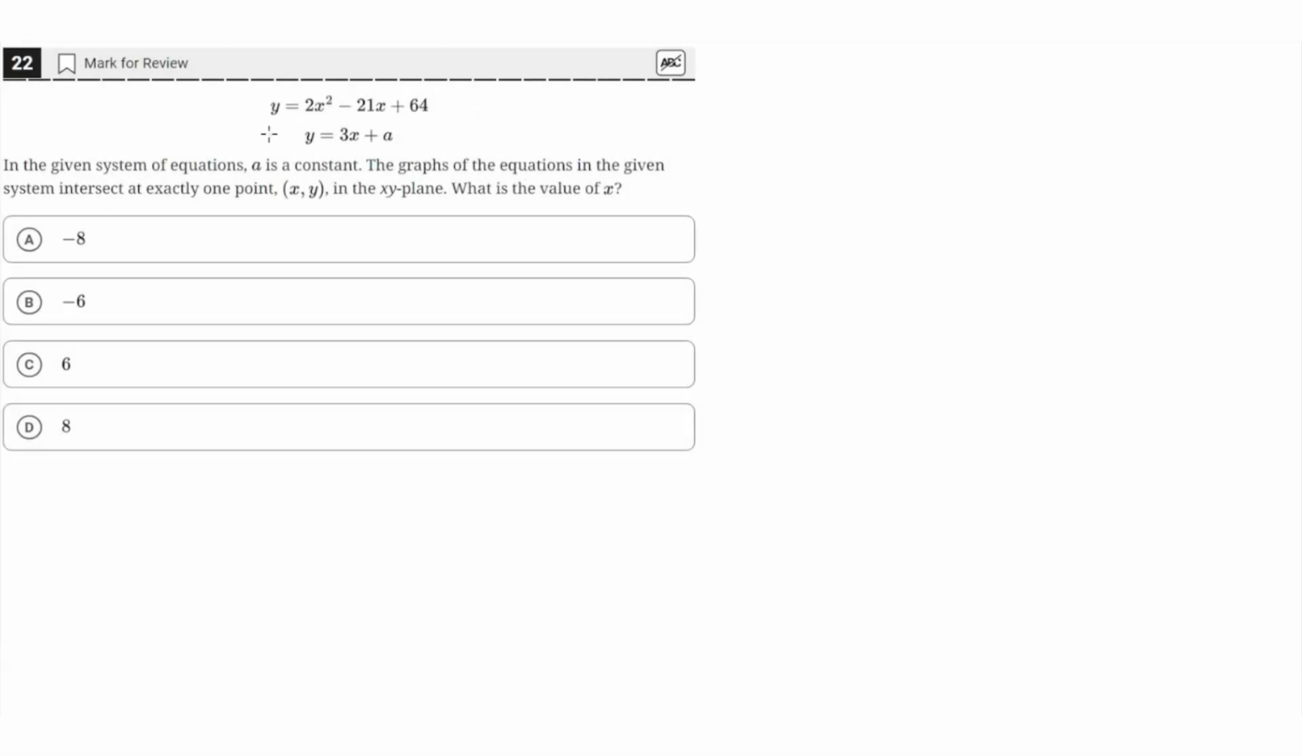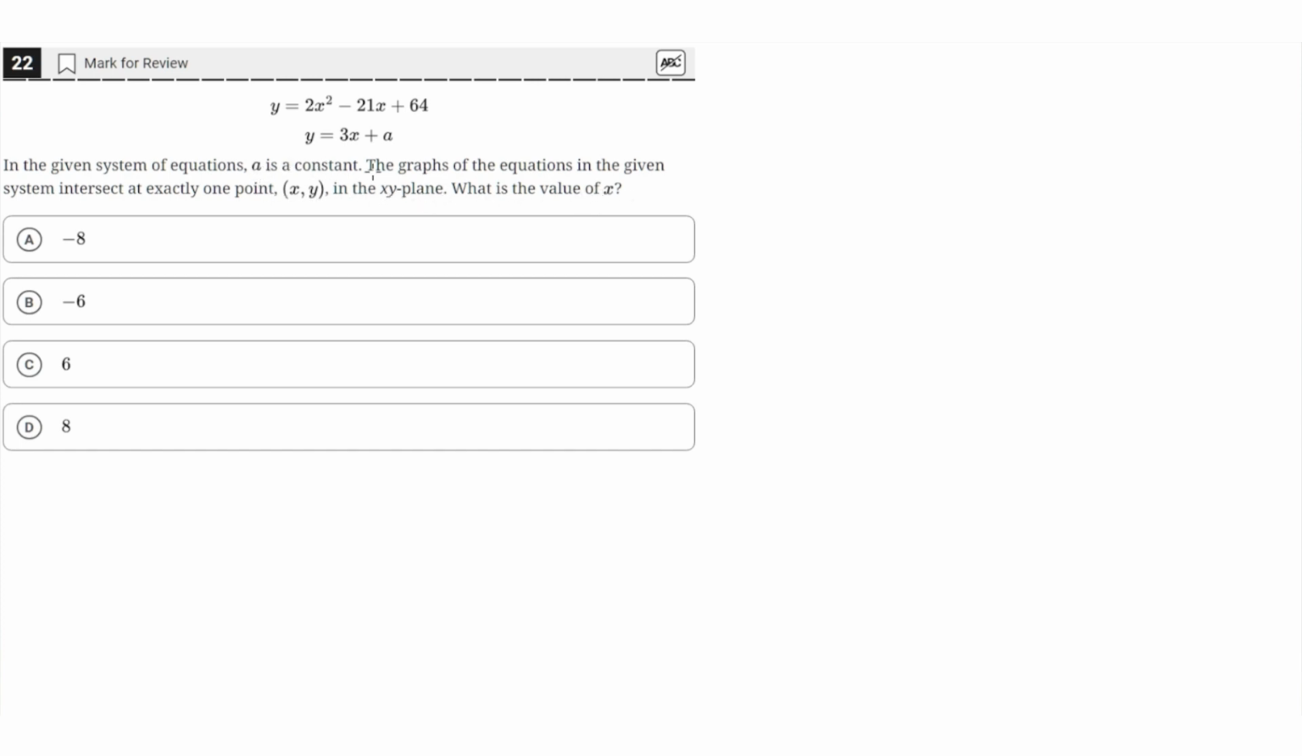So on the digital SAT, there are a number of confusing questions, and this here is an example of one of those confusing questions. This question gives you two equations, and the question asks, in the given system of equations, a is a constant. The graphs of the equations in the given system intersect at exactly one point, x, y, in the xy plane. What is the value of x?